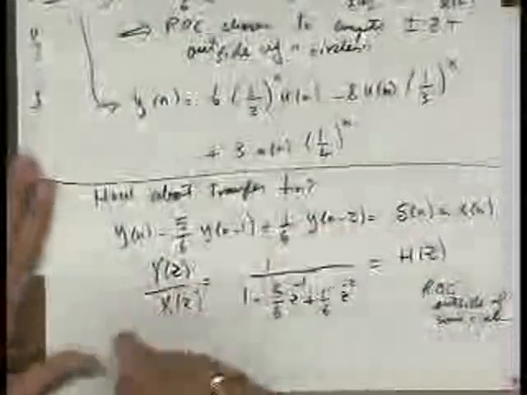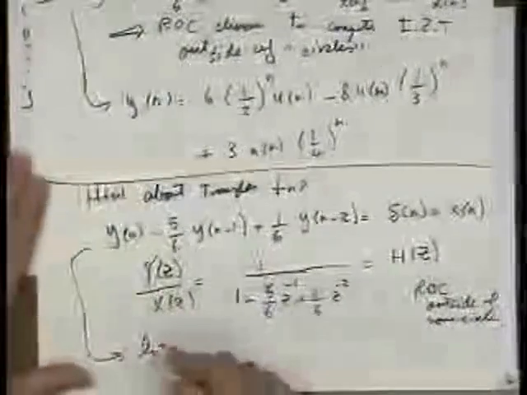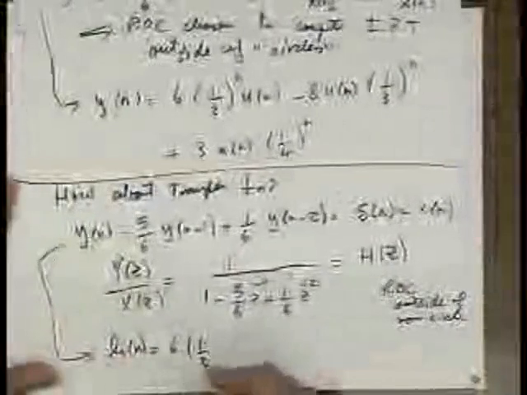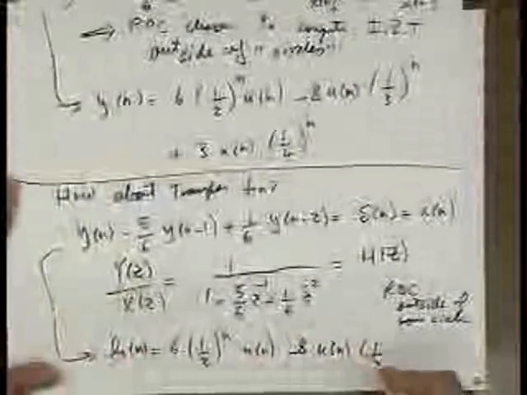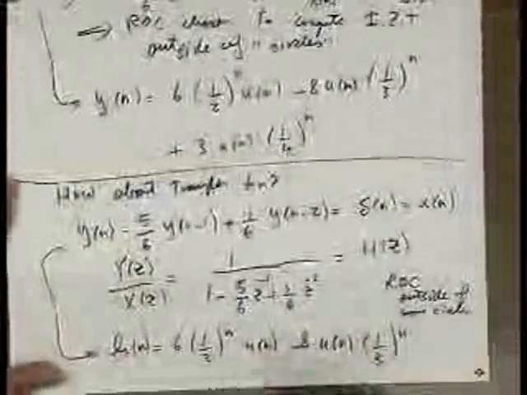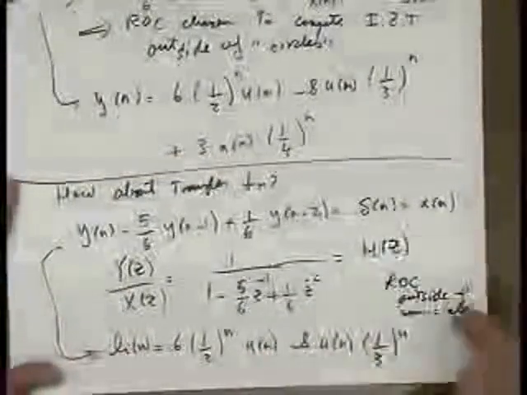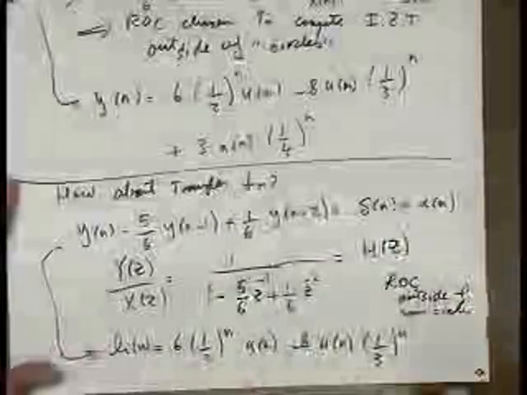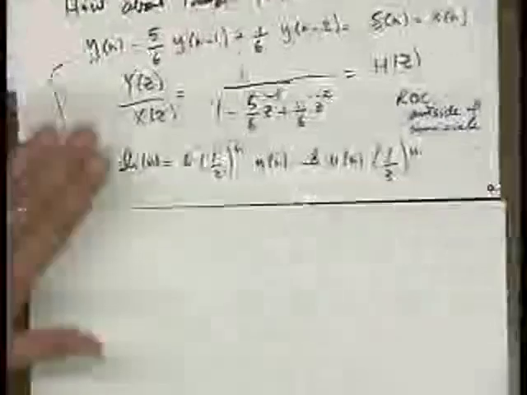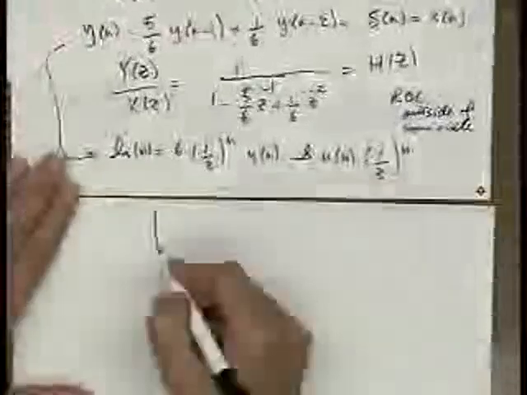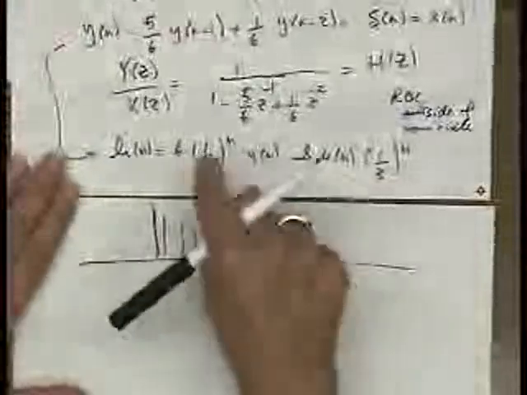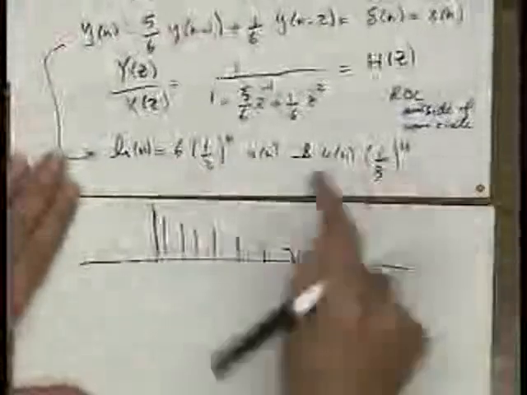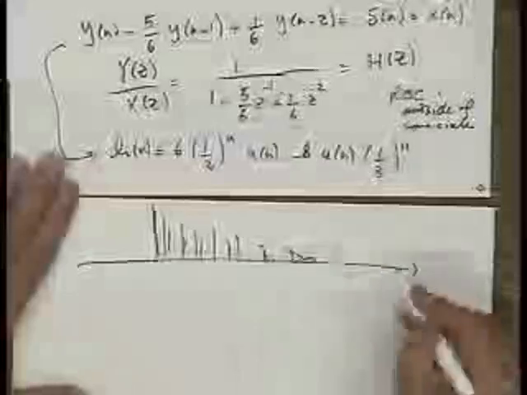Just to wrap this up, sorry. So then this h[n] is just 6 times (1/2)^n u[n] minus 8 u[n] (1/3)^n. Okay. So this is our H(z), and this is the h[n]. And if I were to plot this h[n], just to convince you that this is an IIR filter, it has 2 u[n]'s. It starts like that. One of them is exponential decay of 1/2, the other one is 1/3, and you add them up, and this is it.